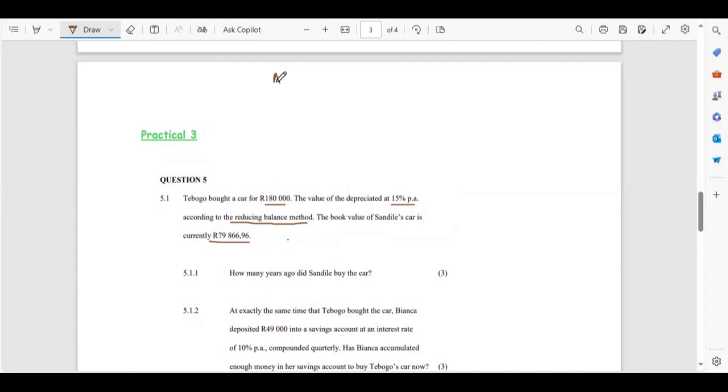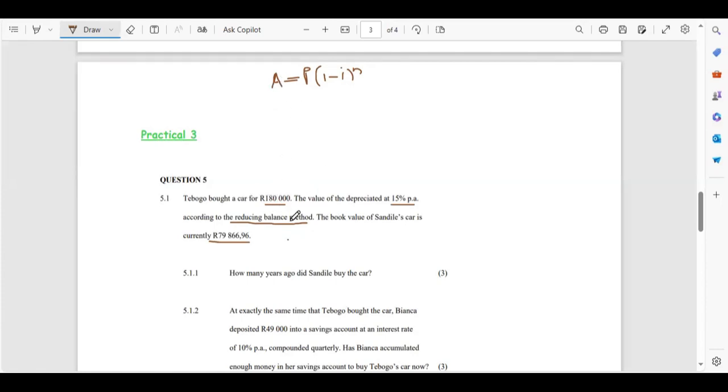So your A is equal to your P. Now let us see. This is a depreciation question. So you're going to make use of your normal formula, but instead of putting a plus, you're going to put a minus, because it is a depreciation question. Something loses value. At least here they specified it straightforwardly. So 1 minus i, all to the power n. And I am solving for this n. Now let me substitute what I have. He bought the car for 180,000.